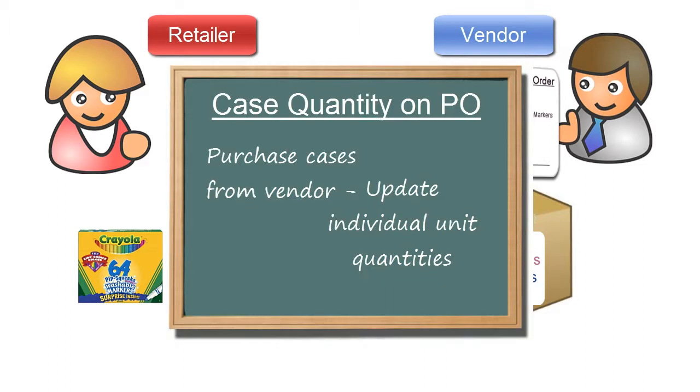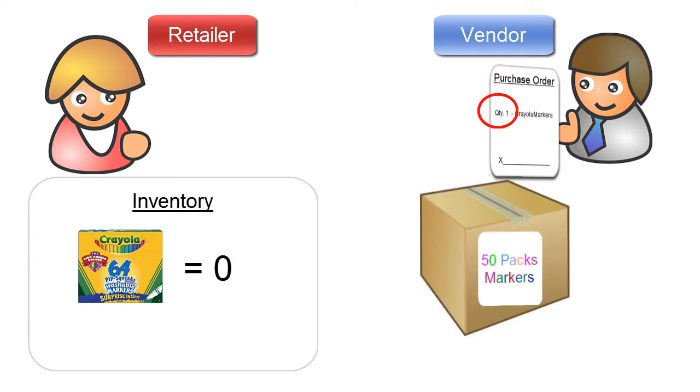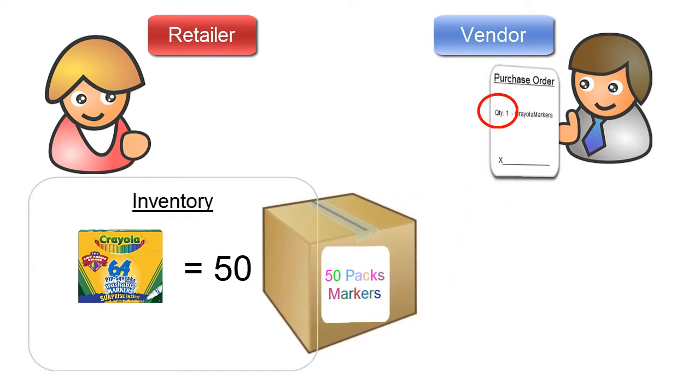SellerCloud addresses this with the case quantity on the PO configuration. That means that you can purchase quantities by the case from a vendor, while still updating individual units when the purchase order for the case is received. So while the quantity ordered is the number of cases, the SKU in SellerCloud will update based on the quantity of individual packs in the case.